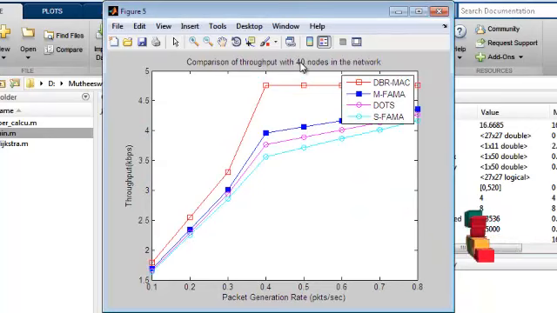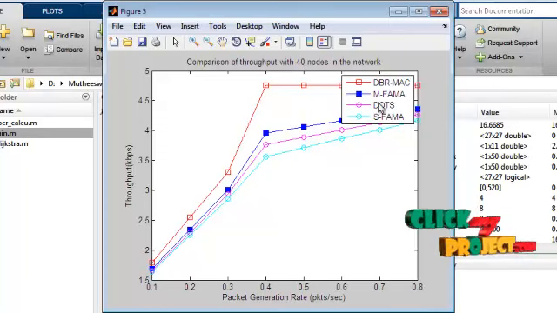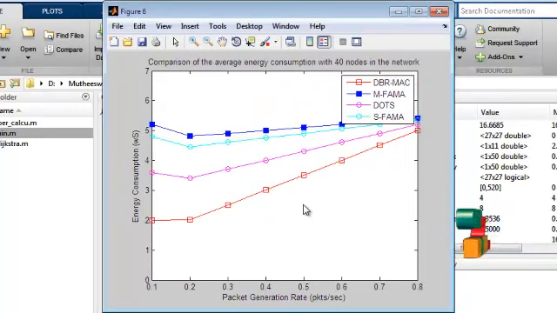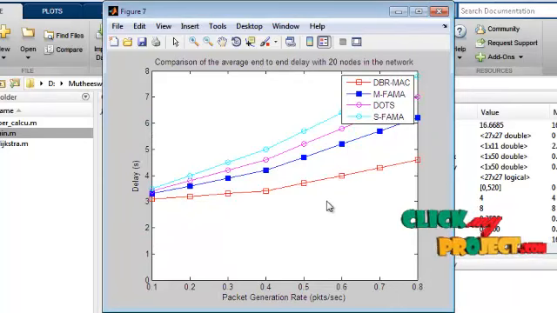Here we deploy 40 nodes varying the packet generation rate, and we also compare our proposed method with the existing algorithms, the DBR-MAC protocol with MFA, DOTS and SFMA. And here is the energy consumption graph for 40 nodes varying the packet generation rate, and we also compare the proposed method with the existing algorithm, and this is the delay.